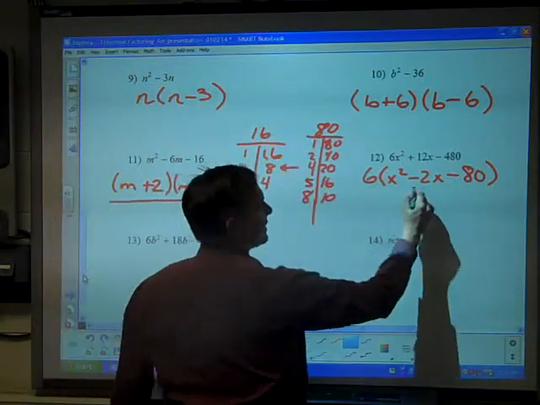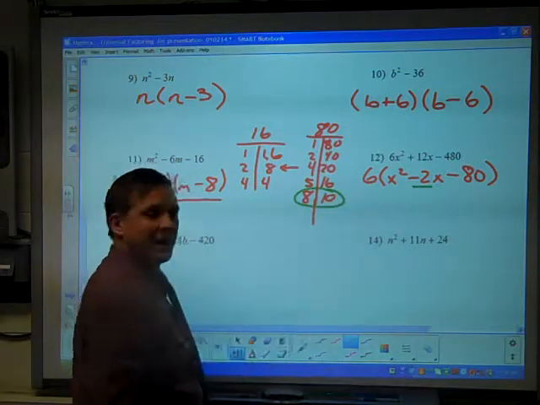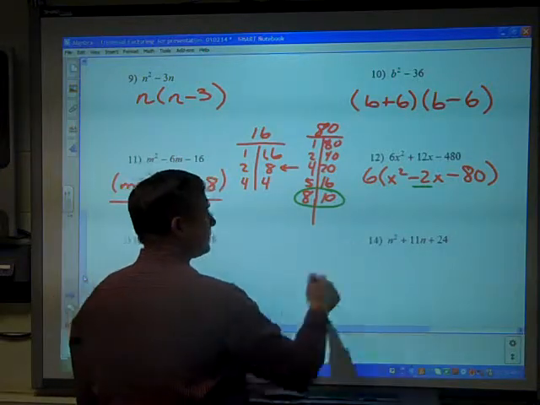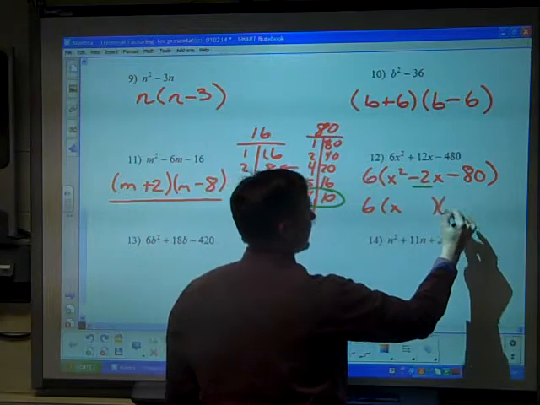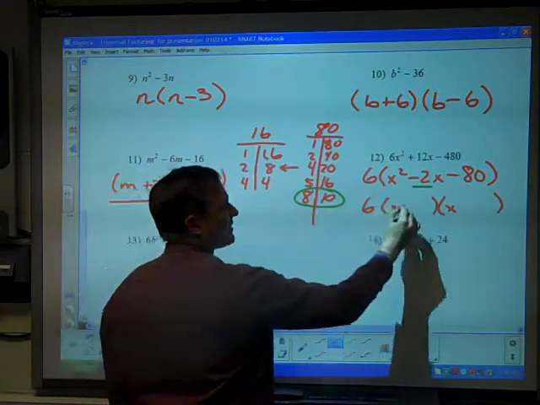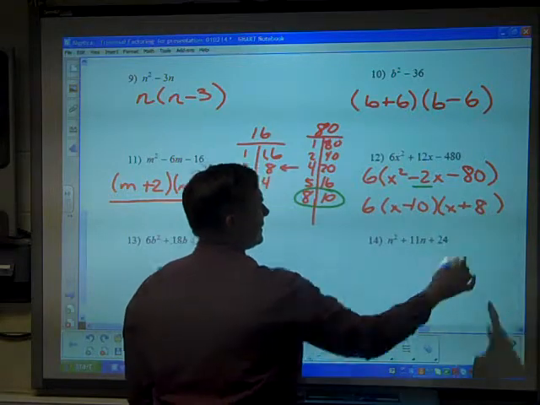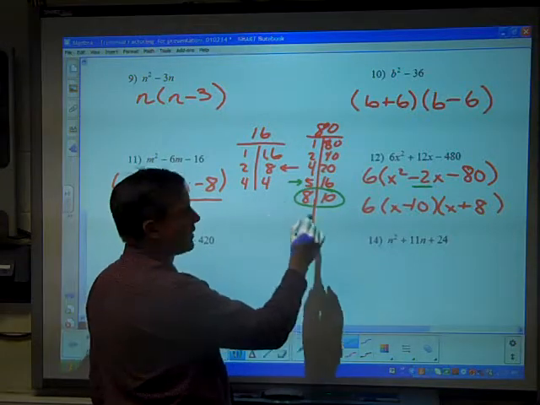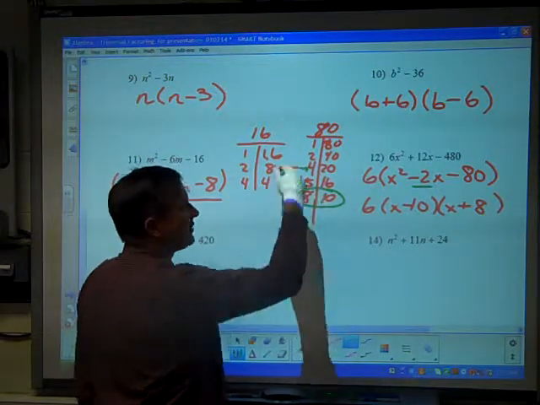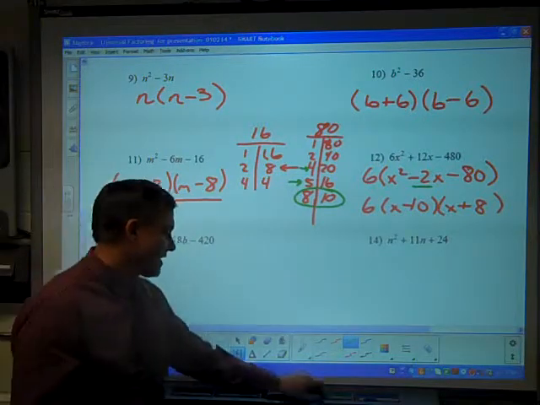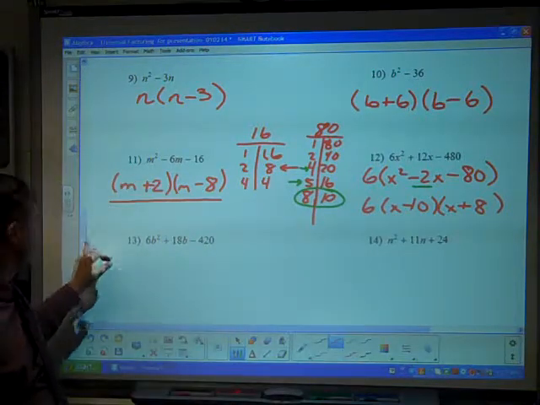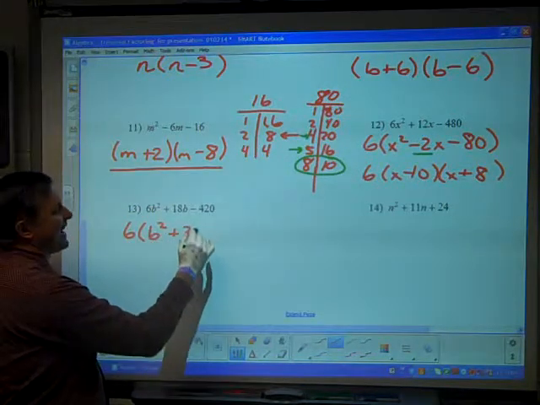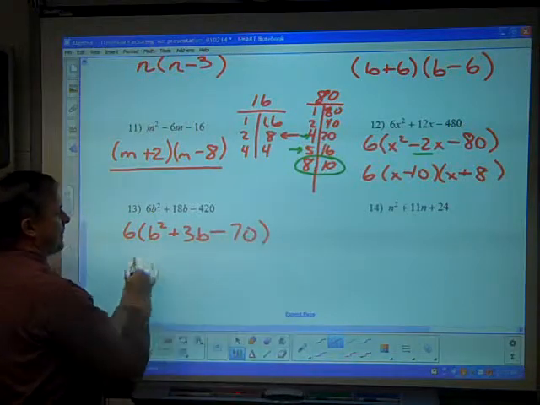Each pair that makes negative 2: 10 minus 8 or 8 minus 10. 8 minus 10 makes negative 2. So, I have 6, x times x makes x squared, negative 10 plus 8. The sums on the other ones would be like 11 or 21, 24 or 16, and so forth. You can find them. And again, this is a review. You should be able to do some factoring before you watch this example video. Pull out the 6 because it's common.